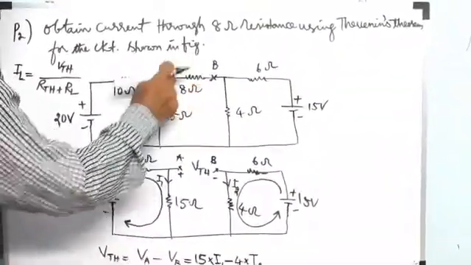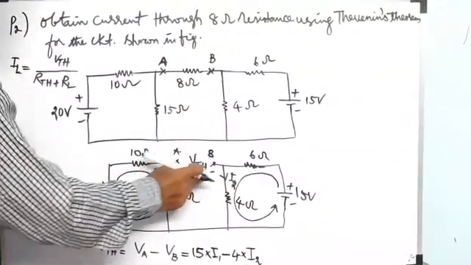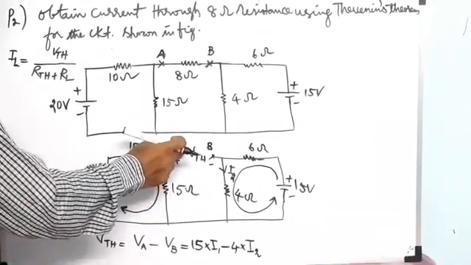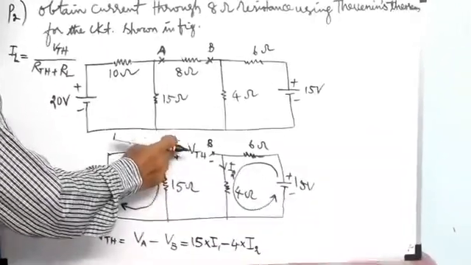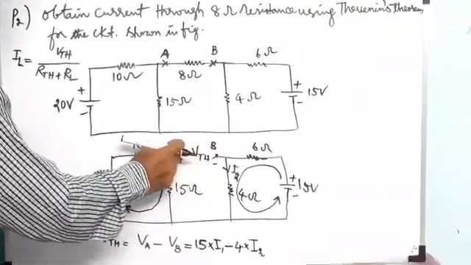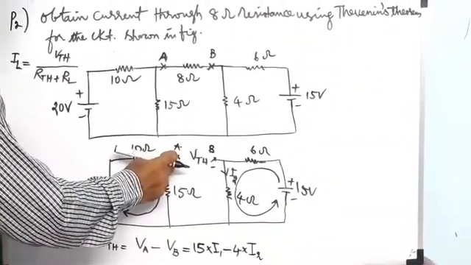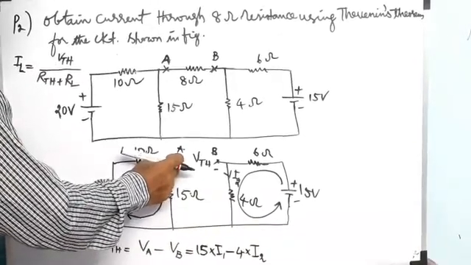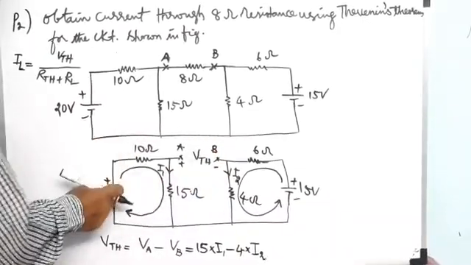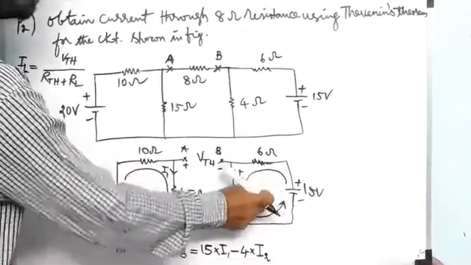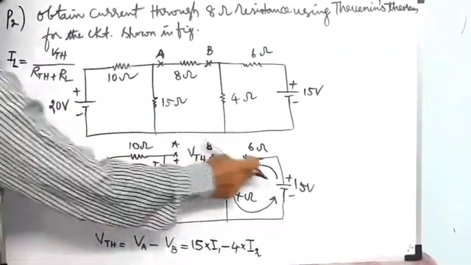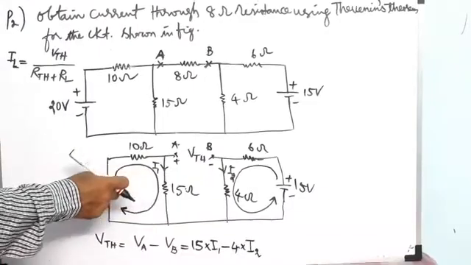So I removed this 8 ohm resistance. First I am going to find VTH, the Thevenin's voltage source. I removed it and put VTH here, with terminals A and B. This is A, which I always consider the positive terminal, and this is B, the negative terminal. Now I am drawing the two loops. This is an open circuit, so no current will flow. Only in this closed loop will current flow.